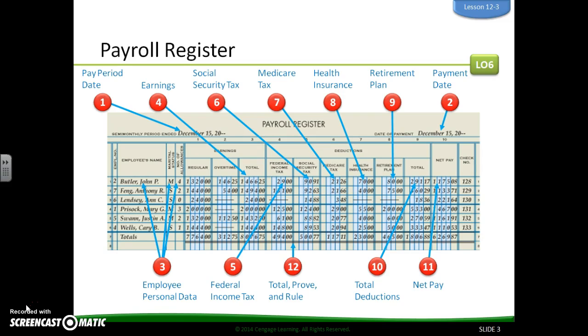After you go ahead and fill in all those lines, you would again do the totaling, so proving that our totals are correct, and then ruling with that double line so that we can verify that all the information above the double line is correct. Finally, the last thing that we would want to go ahead and list is the check number that we use to pay the employee.